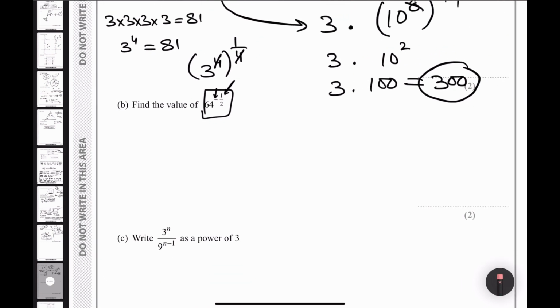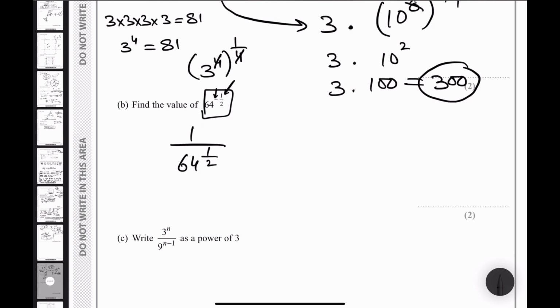Whenever we have to get rid of a negative sign, we will take the reciprocal of the whole, of the complete number. So it can be written as 1 divided by 64 to the power of 1 over 2. So I'll bring this whole 64 in the denominator. If it were in the denominator, I would bring it up in the numerator.